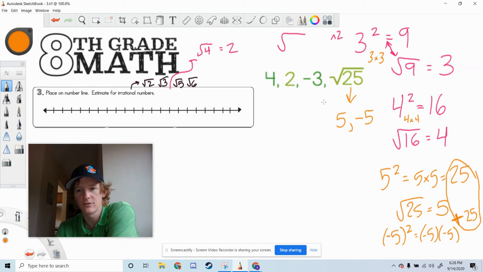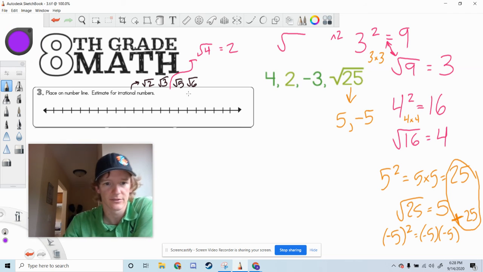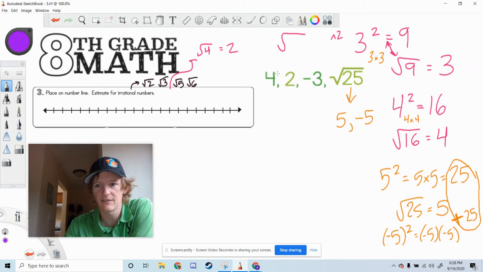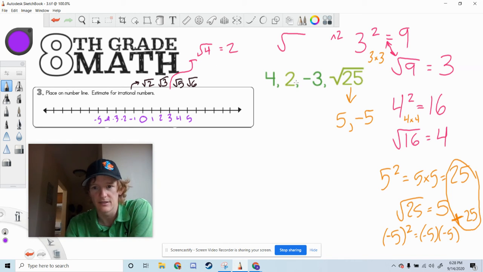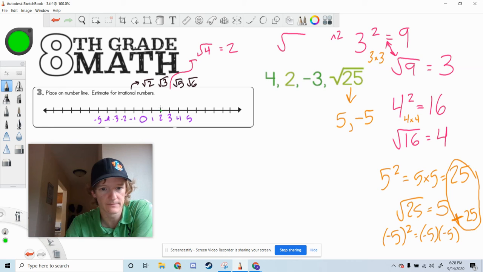So these are all 1, 2, 3, 4, 5 numbers we need to put onto this number line. So let's see. If we're going from negative 5 to 5, we'll just put 0 somewhere here in the middle. 0, 1, 2, 3, 4, 5. Negative 1, negative 2, negative 3, negative 4, negative 5. So let's see. We got to put 2. I'll get another color so we're a little more clear. How about some light green? 2 is right here.